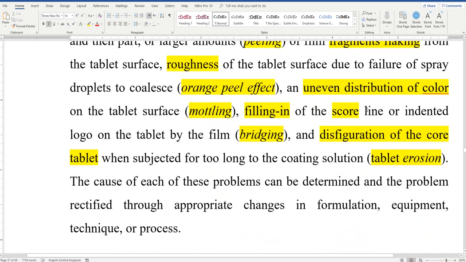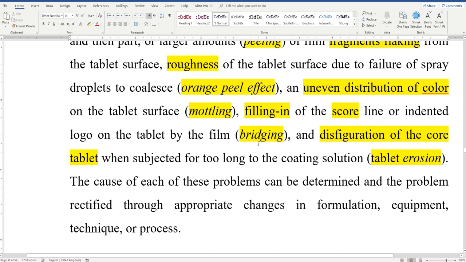Filling in of the score line or indented logo on the tablet by the film. So there is filling instead of getting inside and then getting outside, okay, of the score. It causes bridging. Disfiguration of the core tablet when subjected for too long to the coating solution. What do we call it? We call it tablet erosion, because water keeps eroding the tablet and dissolving the tablet. That's why it should not be left for too long while getting coated.